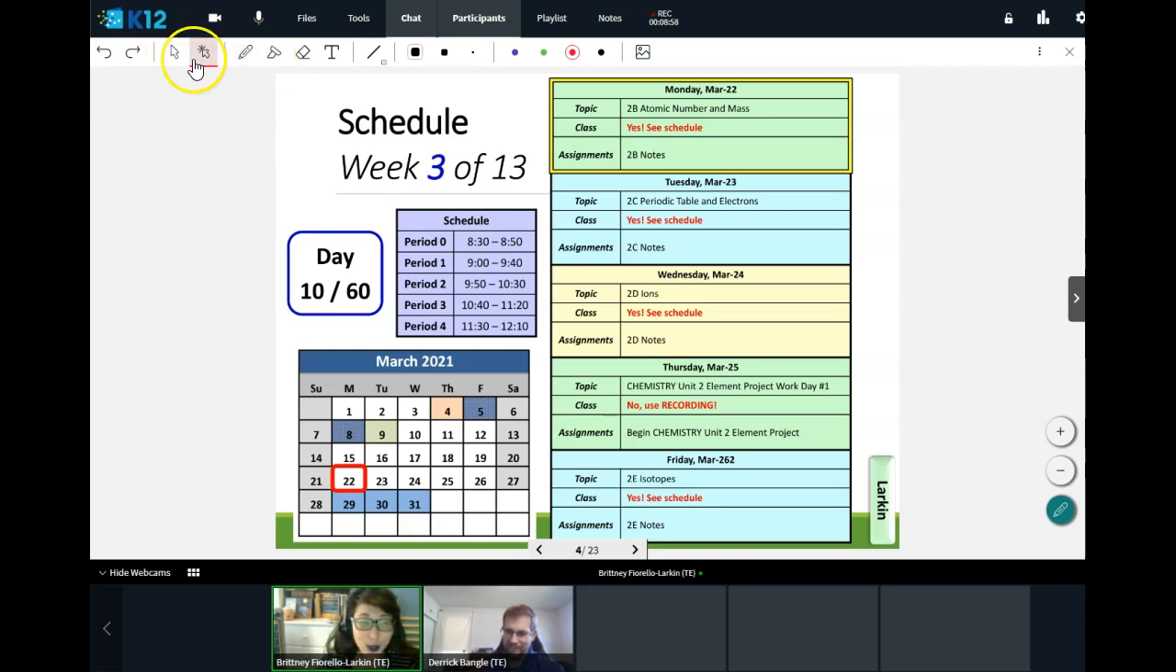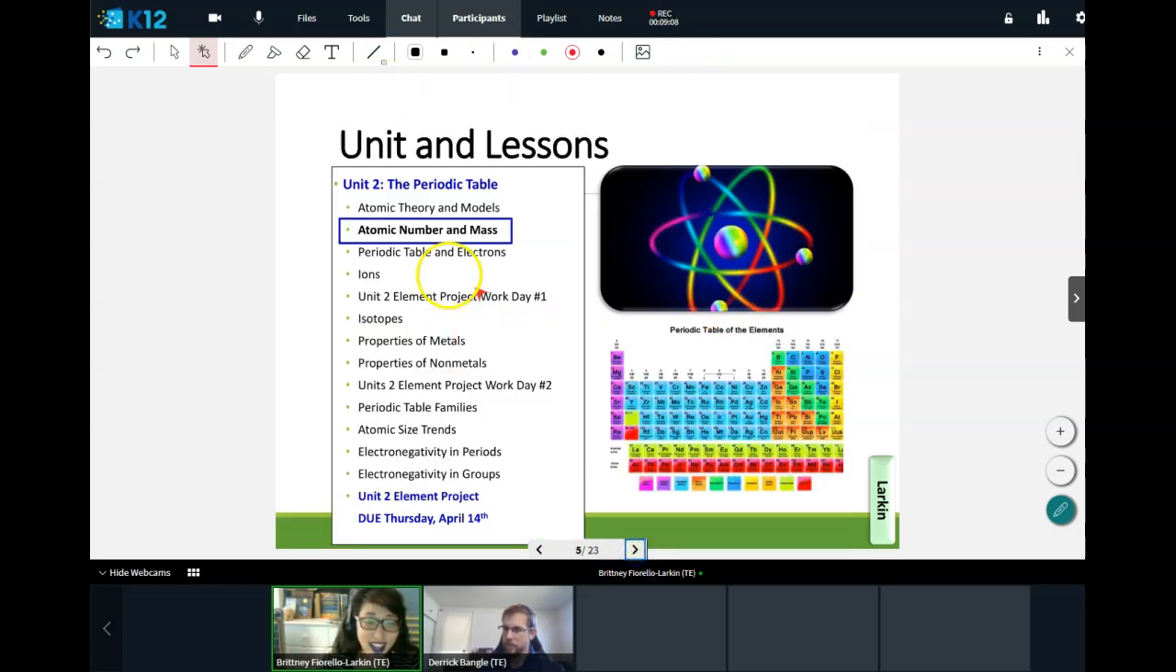So this week, we're going to be continuing talking about the atom. Again, that single building block of matter. We need to really go in depth with the atom because chemistry is all about atoms. So today, in particular, we'll be taking a look at atomic number and mass.